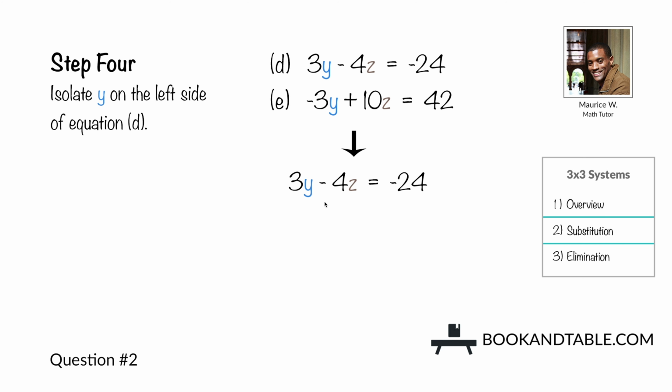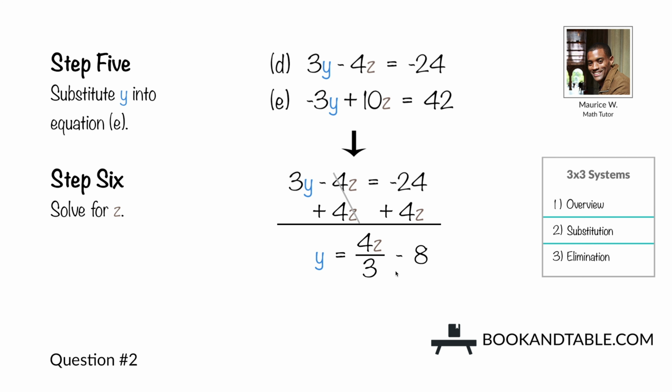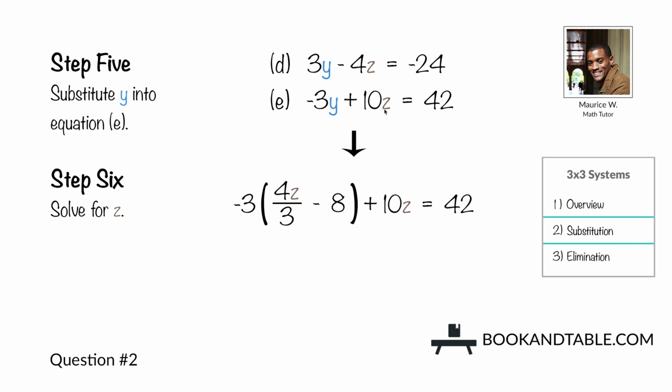So we'll first start by adding 4z to both sides, giving us 3y is equal to 4z minus 24. And now we'll divide both sides by 3, showing us y is equal to 4z over 3 minus 24 over 3, which would be 8. So now that we have our expression for y, step 5, substitute y into equation E here. And then step 6, solve for z.